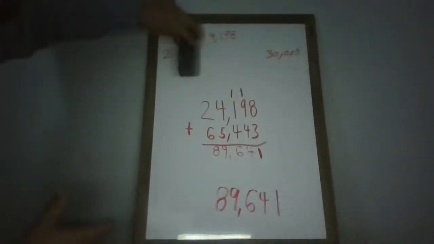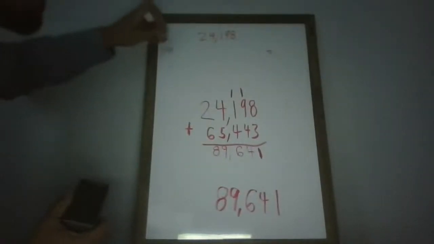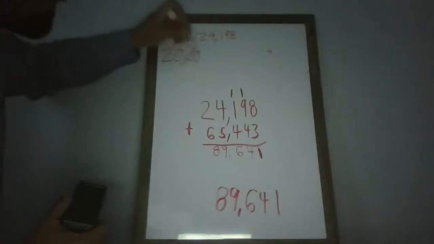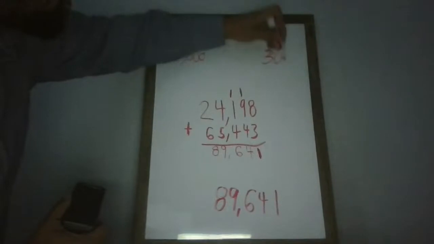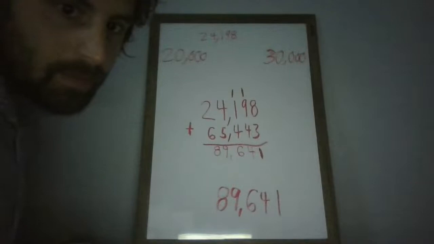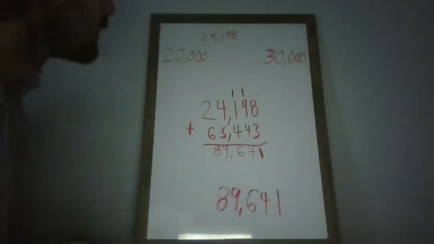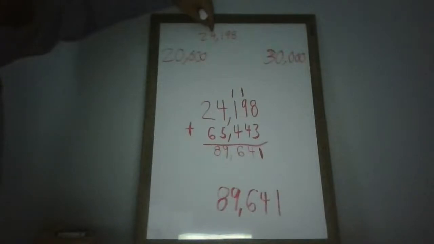Let me make that a little bigger because I want y'all to be able to see that right there. All right. 24,198 falls between 20,000 and 30,000. So to estimate, we're going to round to the nearest 10,000. So we're going to look at the digit in the thousands place. We're going to forget about all these. We're going to look at the digit in the thousands place.